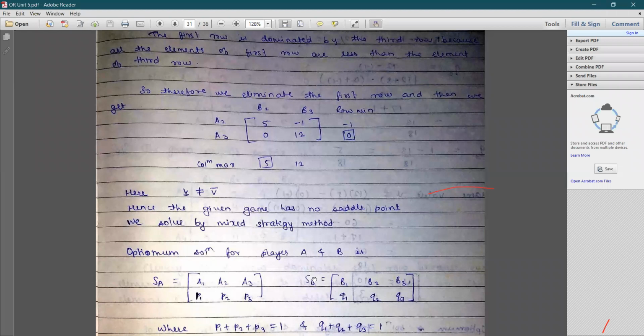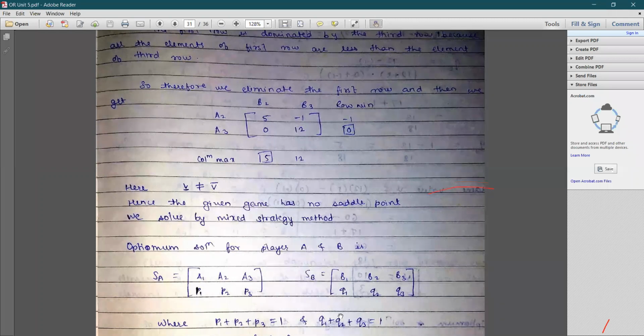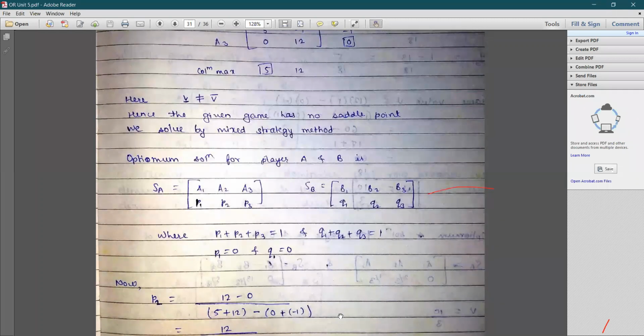And S of B, and here column 3 है, therefore here write B1, B2, B3, and the strategy for the first column is Q1, second की Q2, and third की Q3. Then we know the condition P1 plus P2 plus P3 is equal to 1, and Q1 plus Q2 plus Q3 is also equal to 1. But here A1 and B1 are deleted. Therefore, the strategy for A1, P1 is equal to 0, and B1 की strategy Q1 is equal to 0.